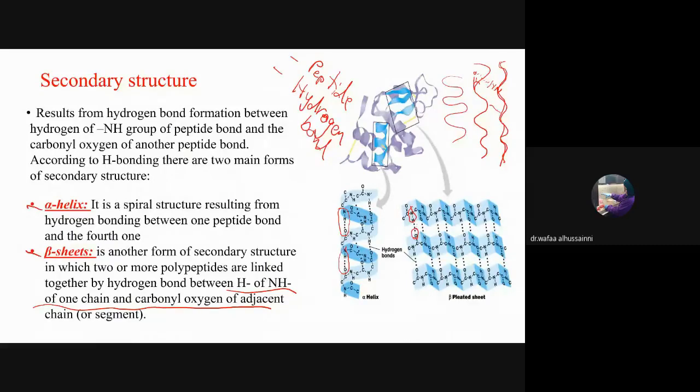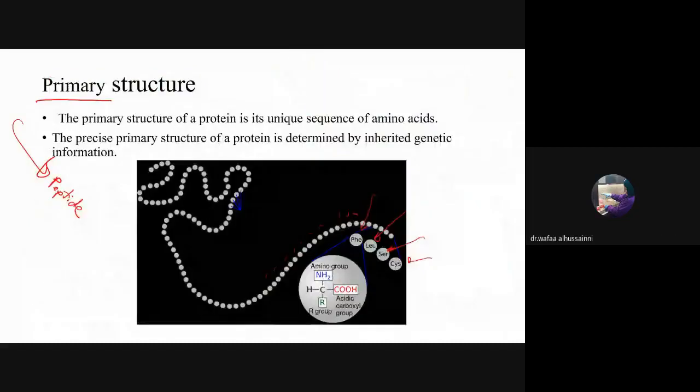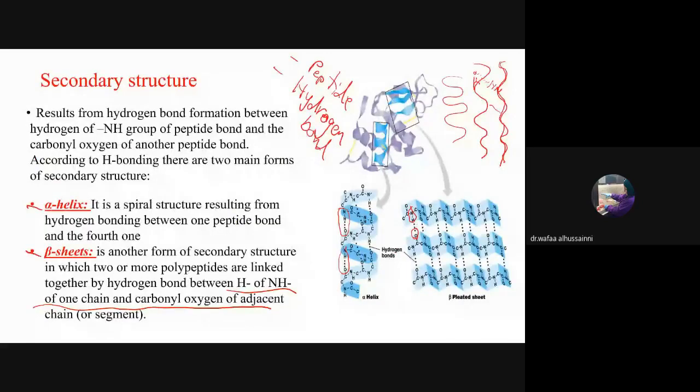So the secondary structure, how many types of bonds are in the secondary structure? Two bonds. Well done. Two bonds: peptide bonds and hydrogen bonds. The primary structure has peptide bonds only. Secondary structure, peptide and hydrogen.